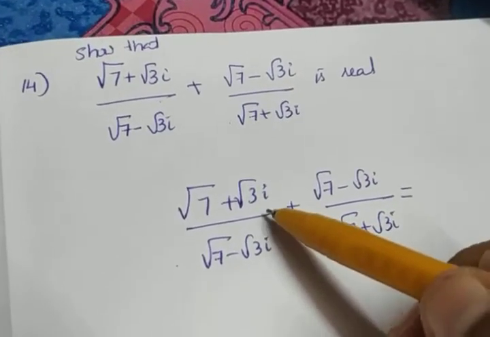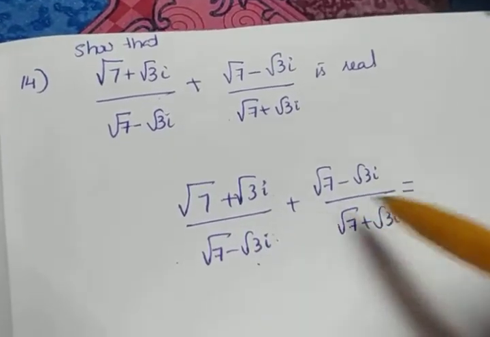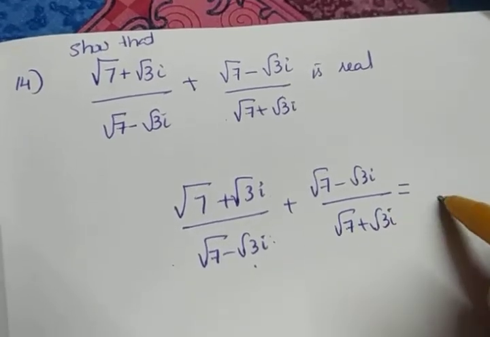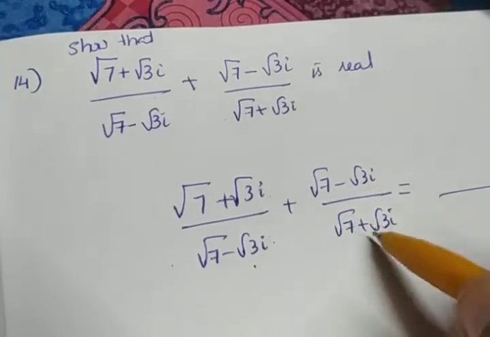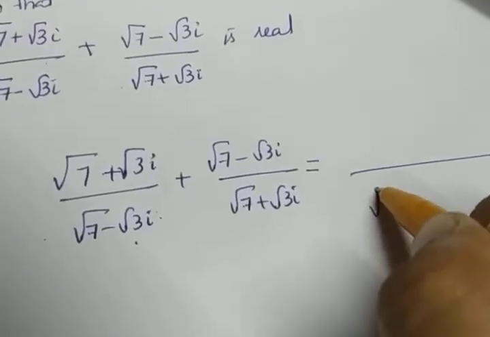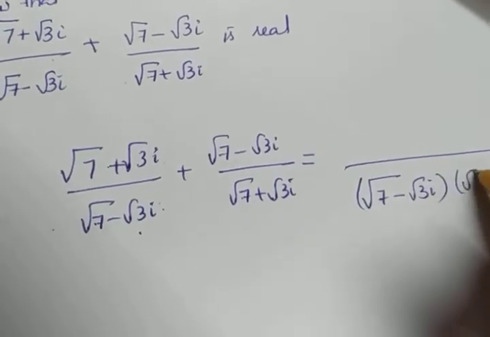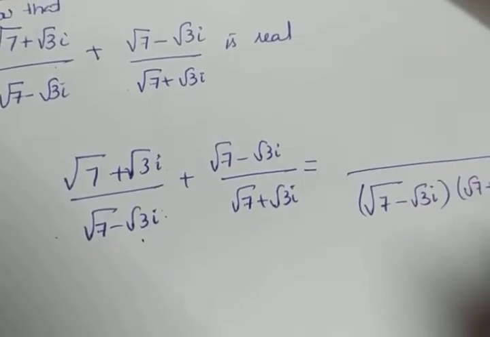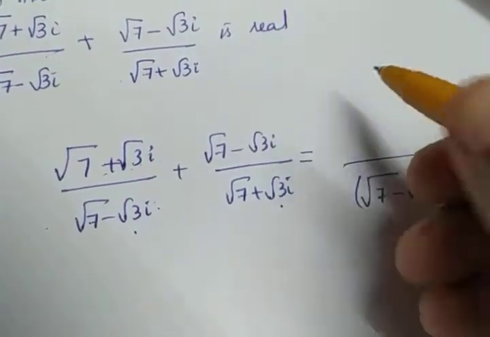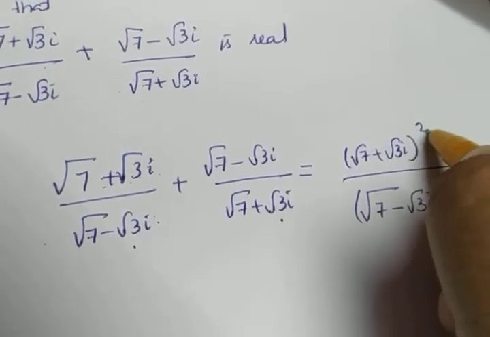Either multiply the numerator and denominator of the first term with the conjugate of the denominator, do the same with the second term, and simplify. Otherwise, what I am going to do here is just cross multiply, the same way as we take the LCM. So the denominator will be (√7 − √3i) into (√7 + √3i), and the numerator is (√7 + √3i) into (√7 + √3i), which gives you (√7 + √3i) the whole square.